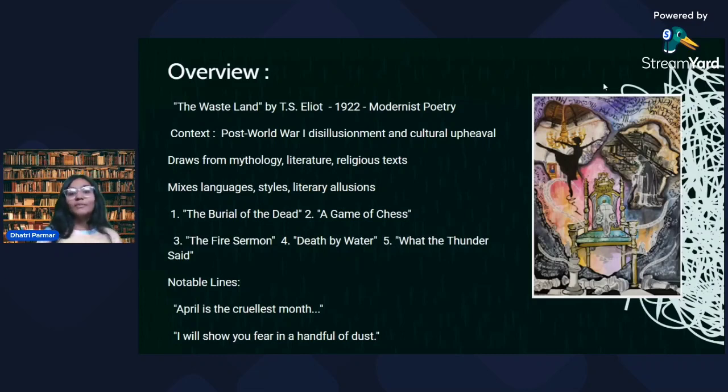Basically, The Waste Land is divided into five parts. The first is The Burial of the Dead. Second, A Game of Chess. Third is The Fire Sermon. Fourth is Death by Water. And fifth, What the Thunder Said. Notable lines from The Waste Land: "April is the cruelest month." This is the first line, giving a direct allusion to the beginning of Chaucer's Canterbury Tales. Then, "I will show you fear in a handful of dust."